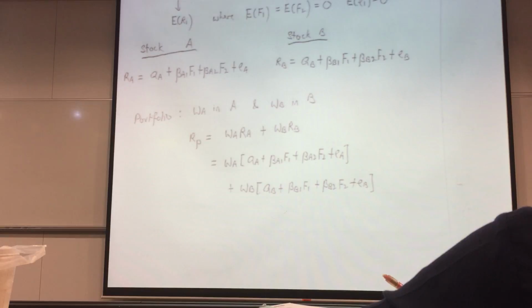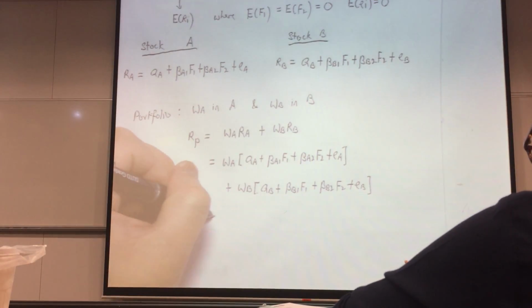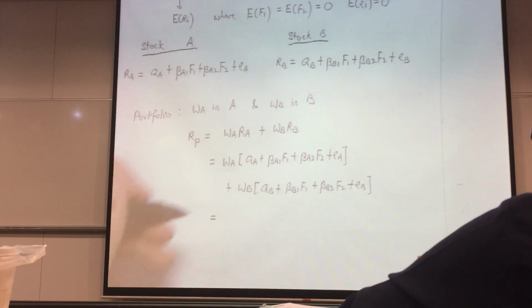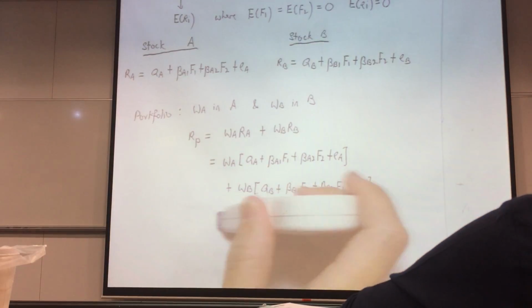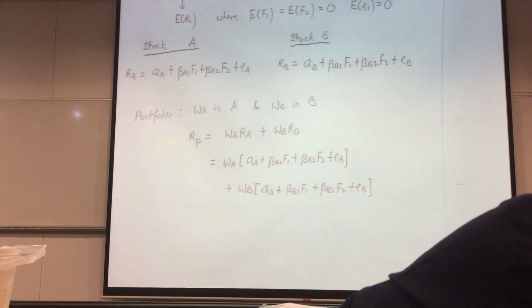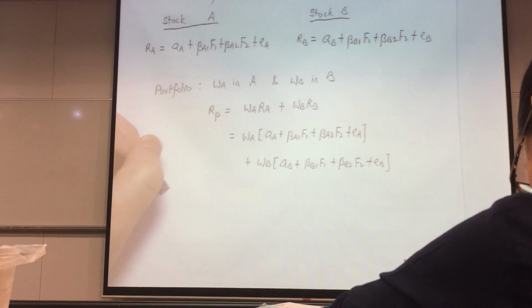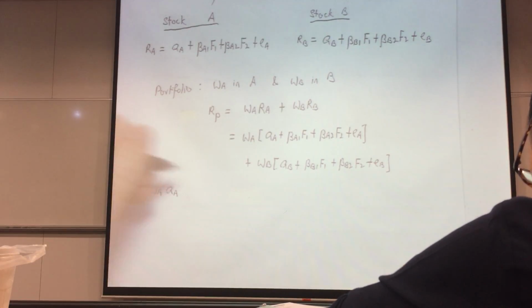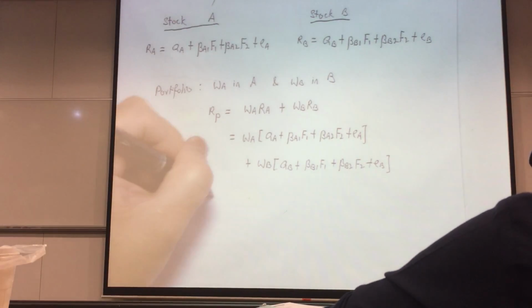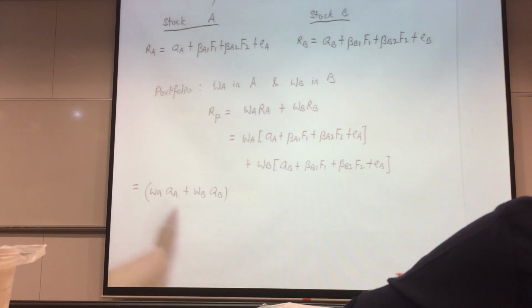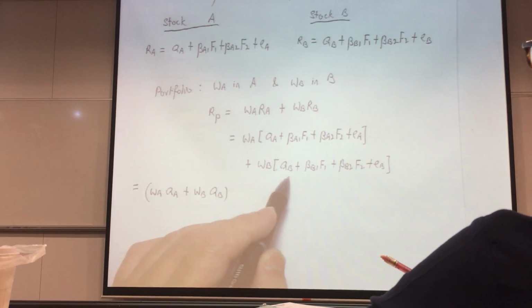So what is the outcome of this? Now you realize that when you multiply in the weightage, you have WA multiplied by the constant term in A plus WB multiplied by the constant term in B. So this is how you calculate the weighted expected return of the portfolio. It's WA and this first term here, and WB and this term here.